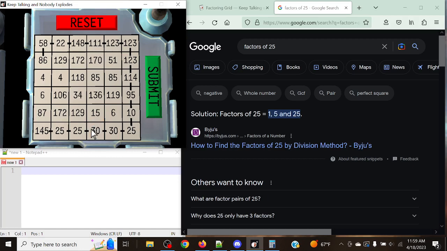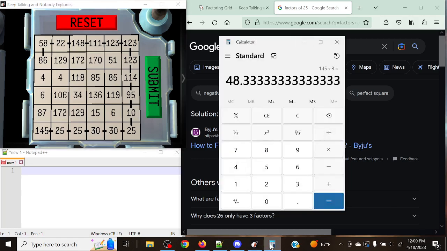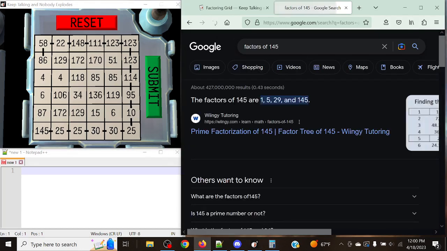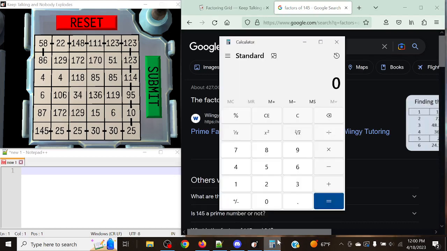Okay. A factor of 87 and 145 might be 3. 145 is not divisible by 3, so we could go somewhere else. Let's take a look at 87. Let's see what else is divisible by 87 or 145. 29. 87 divided by 29. That does work. So that can be a pathway right there.